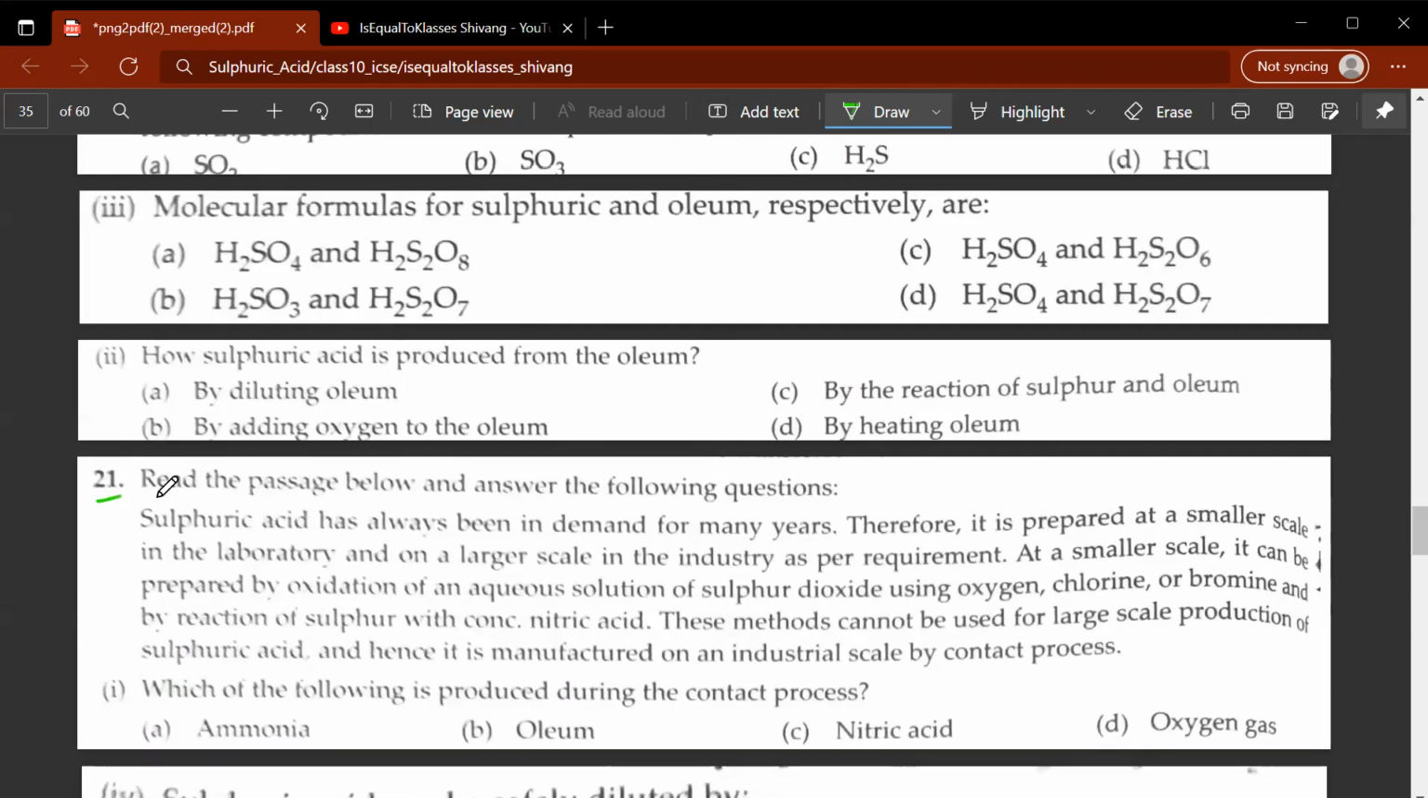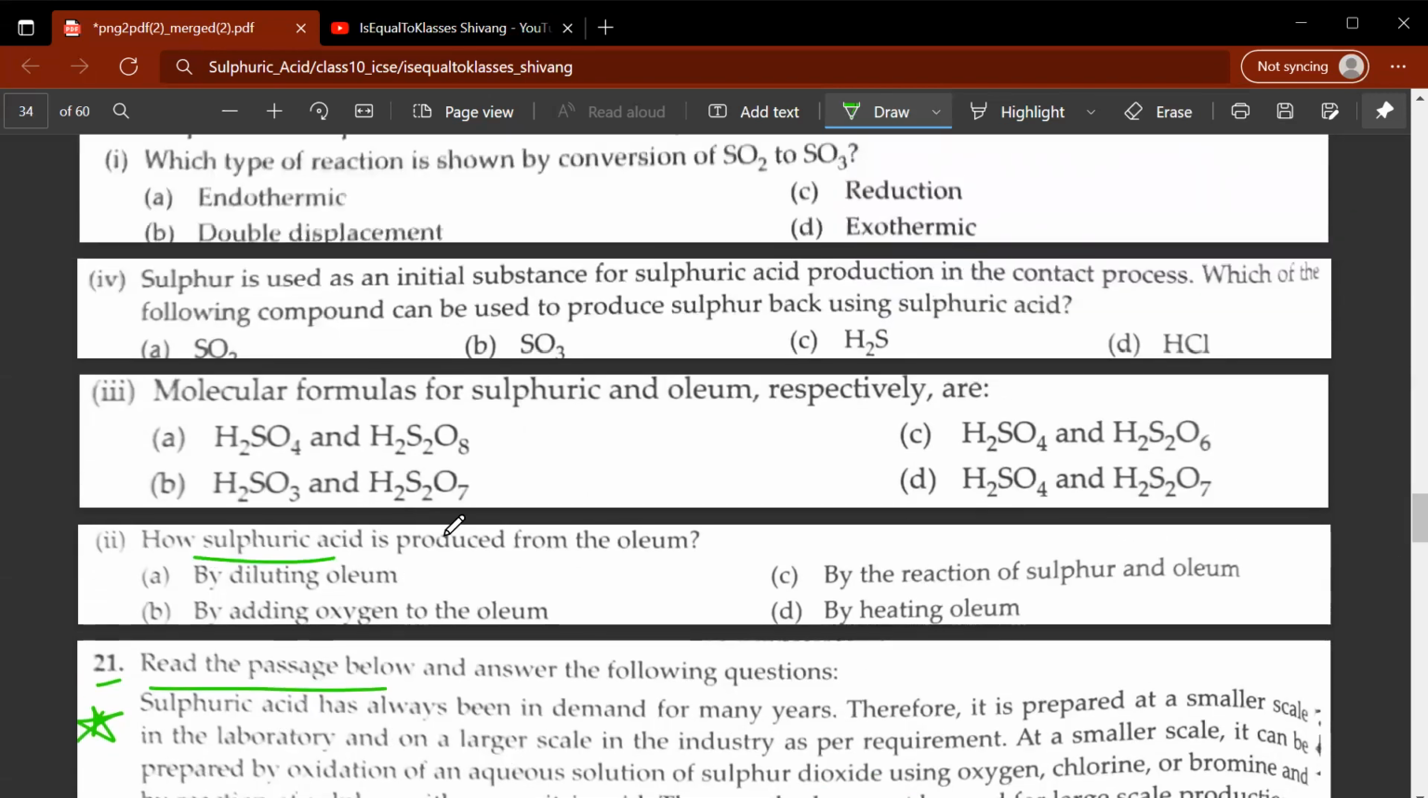21st question, read the passage given below. So this is a read the passage question. You can read this passage if you want to. Pause the video. So the first question is, which of the following is produced during the contact process? Of course, B, oleum is used. Oleum's formula is H2S2O7.